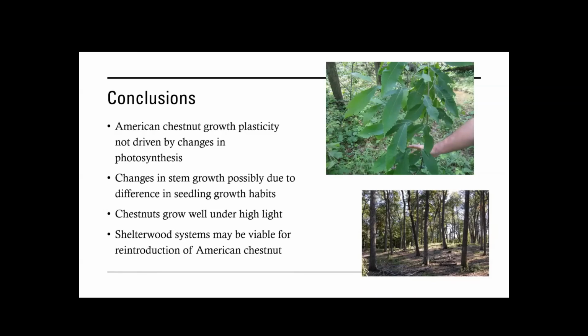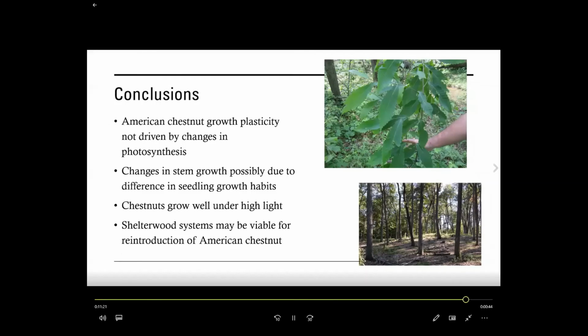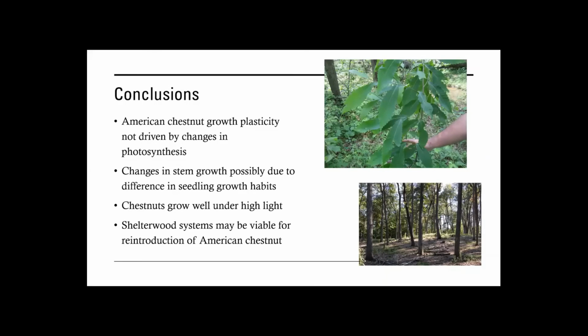Instead, a possible explanation is that variation in growth is due to differences in seedling growth habits. It's commonly been found that northern red oak seedlings allocate the majority of biomass early on towards a root system, allowing them to resprout quickly after disturbances, while other studies show that chestnut allocates early biomass towards shoot growth, increasing in height after increases in light.